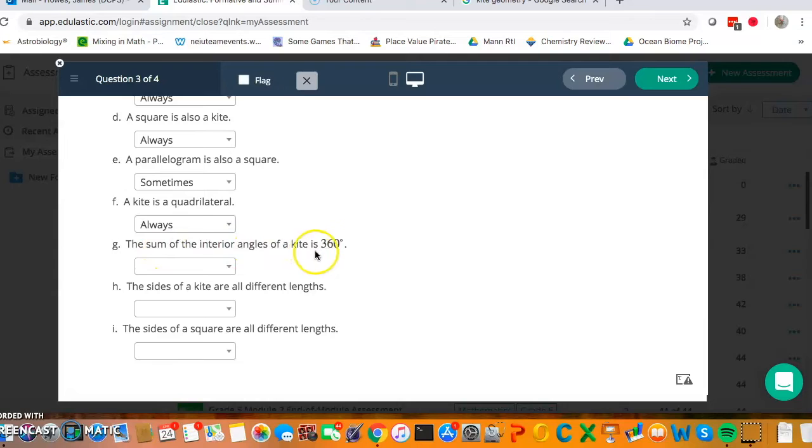The sum of the interior angles of a kite is 360 degrees. That's always true. All quadrilaterals' angles add up to 360 degrees. It's just a fact to know.